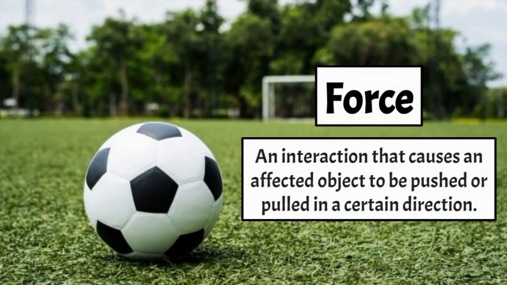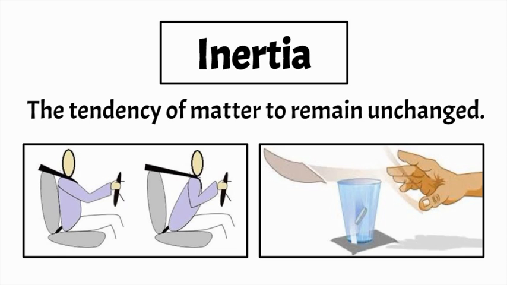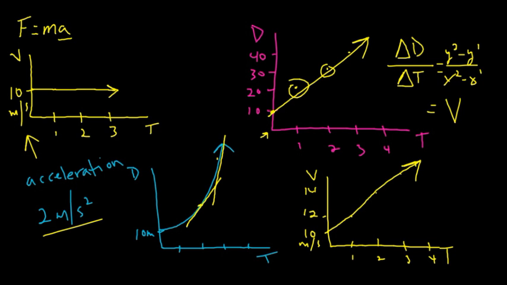So a quick review, we know now what a force is. It's an interaction that causes an affected object to be pushed or pulled in a certain direction. And we've seen Newton's first law, that an object at rest will remain at rest, an object in motion will remain in motion unless acted upon by a force. This brings up the concept of inertia, the tendency of matter to remain unchanged. We've seen some graphical representations of velocity, constant velocity, also with acceleration, and how the slope of a line at a given point on a velocity graph or a distance versus time graph is going to show us the velocity. Slope equals the velocity.